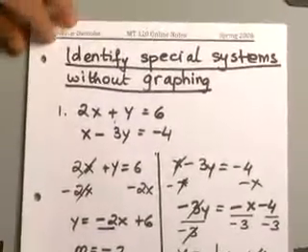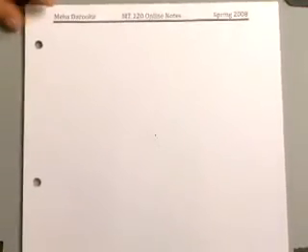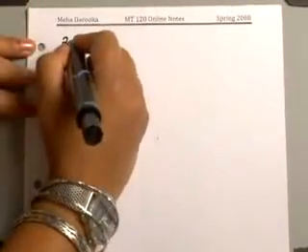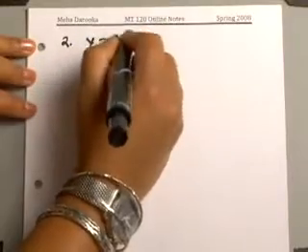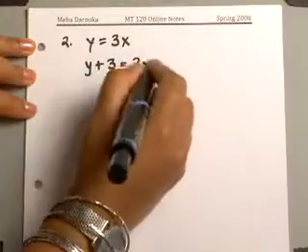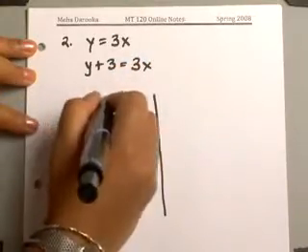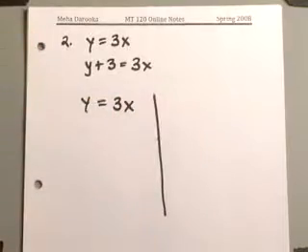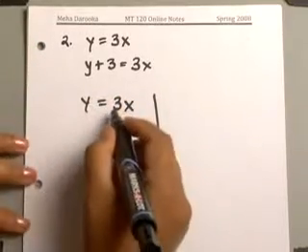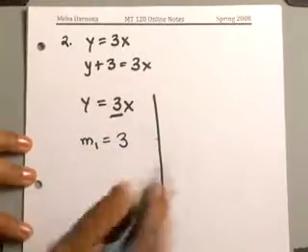All right, let's look at another example here. Let's say we have y equals 3x and y plus 3 equals 3x. So y equals 3x, it's already solved for y. You don't have to do anything. You can just look at this and see that the slope of this line is 3.